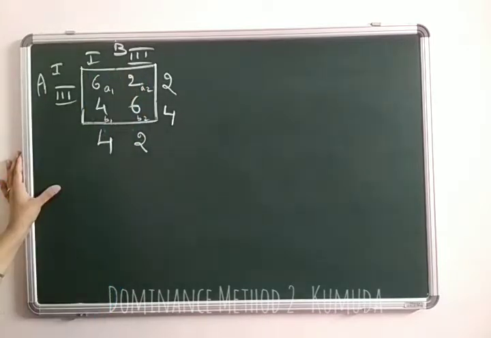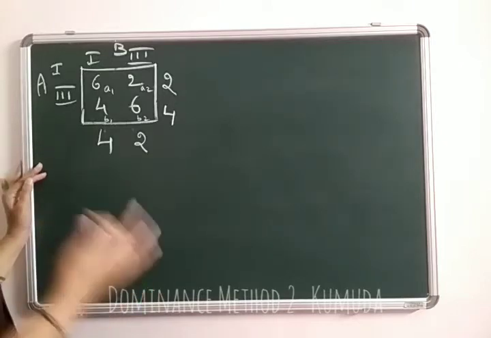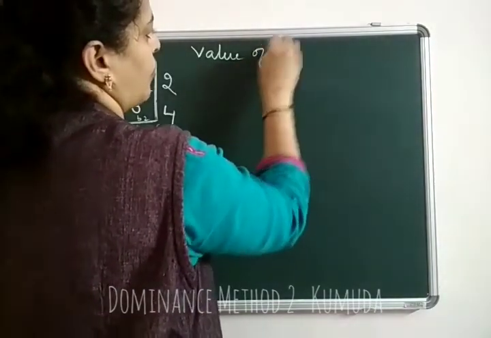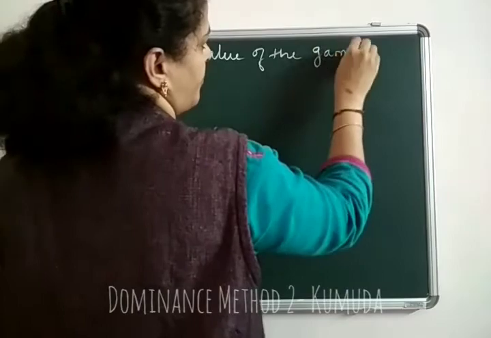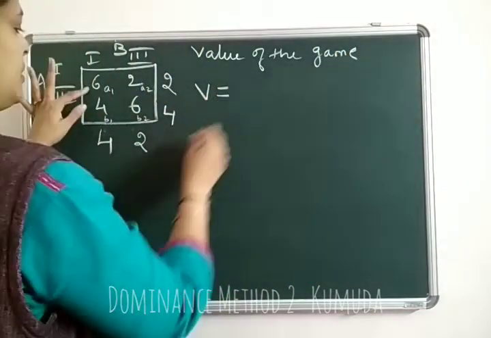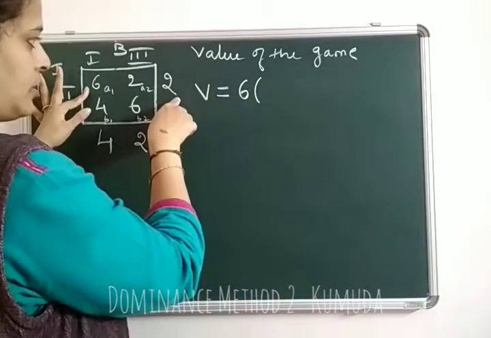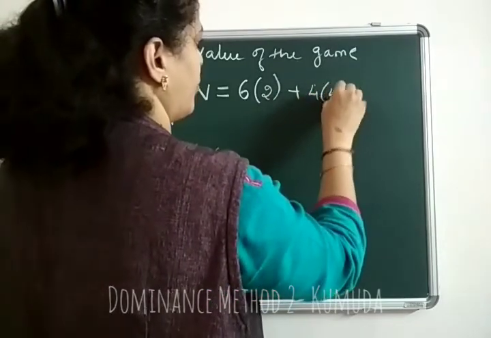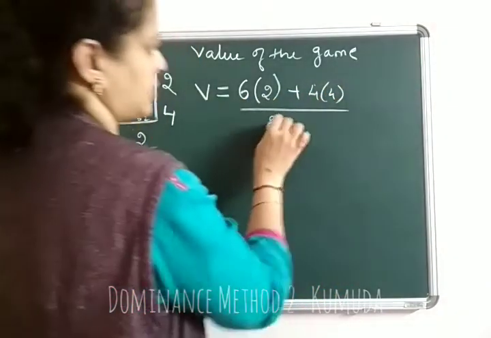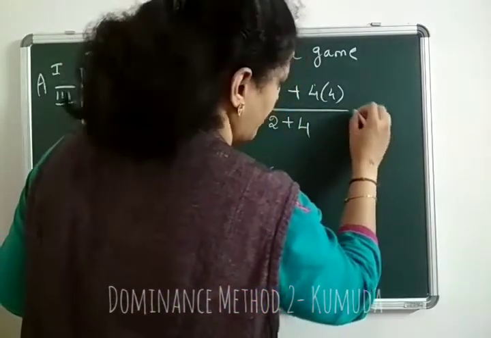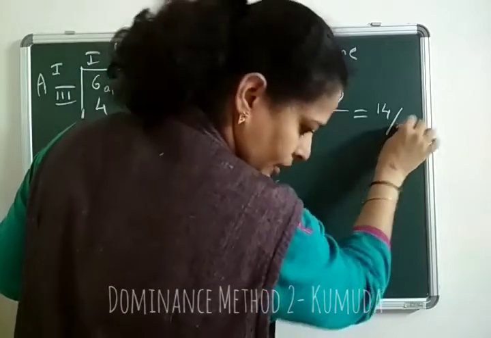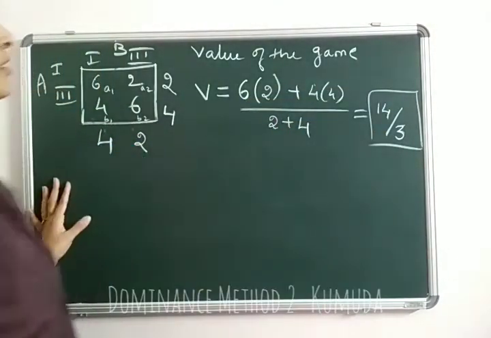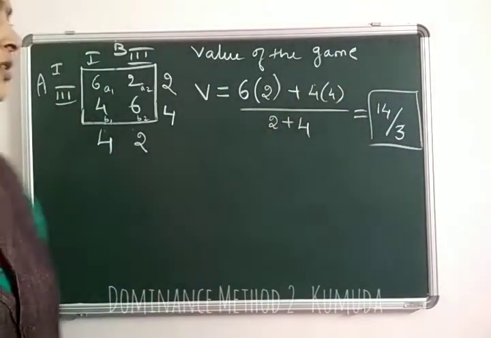So once we find the odds, whatever is the odds in the given question, we apply the formulas to calculate the value of the game, that is V. V can be written as 6 into the respective value, that is 2, plus 4 into 4, divided by sum of this, that is 2 plus 4. So we are going to actually get 14 by 3 in the reduced format. So it is 14 by 3. This is the value of the game.